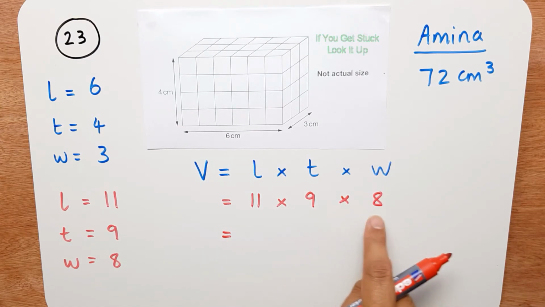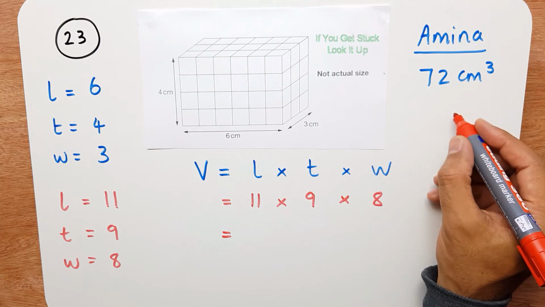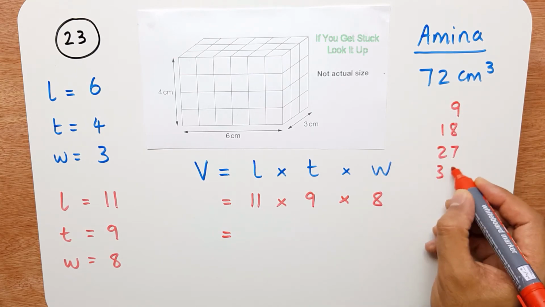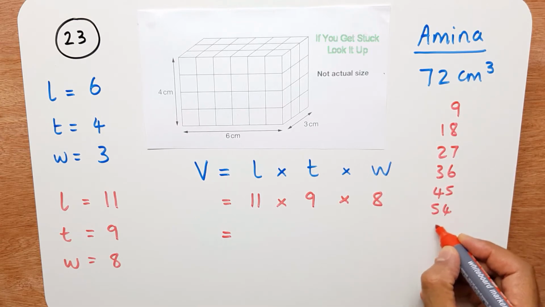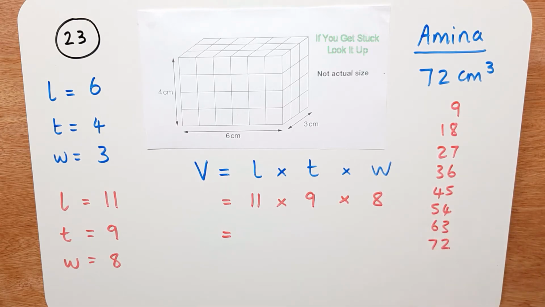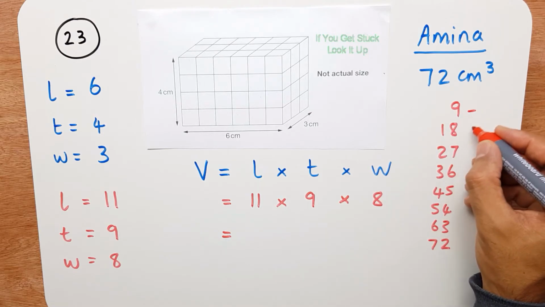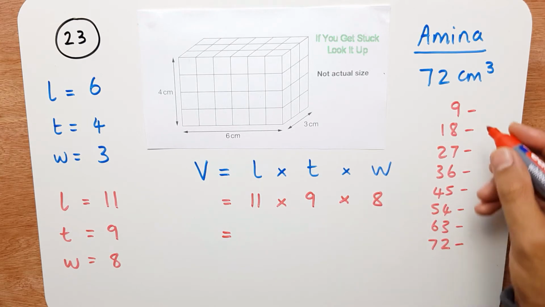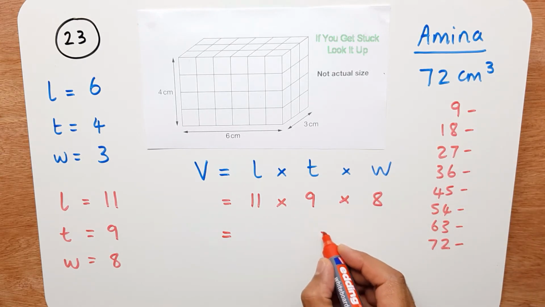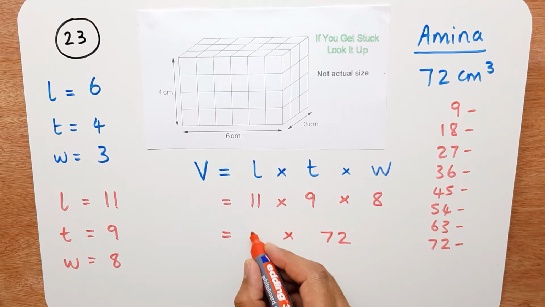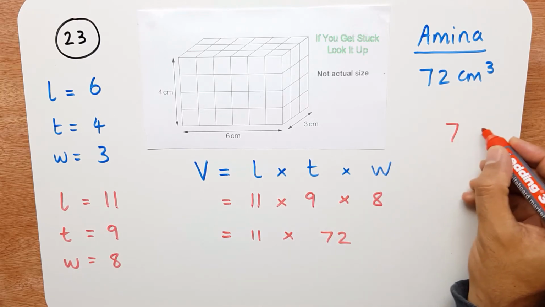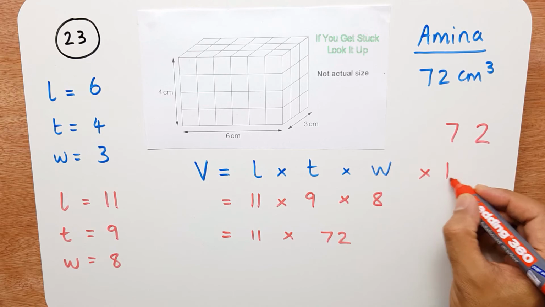So let's do 9 times 8. If we know our 9 times table, this is easy. 1, 2, 3, 4, 5, 6, 7, 8. So 8 times 9 is 72. So I can put 72 here times 11. Now I need to do this calculation, and I'll do it using column multiplication. So let me do 72 times 11.